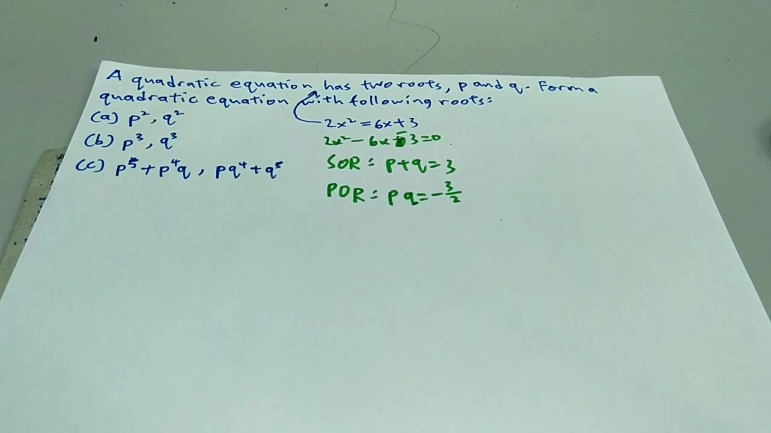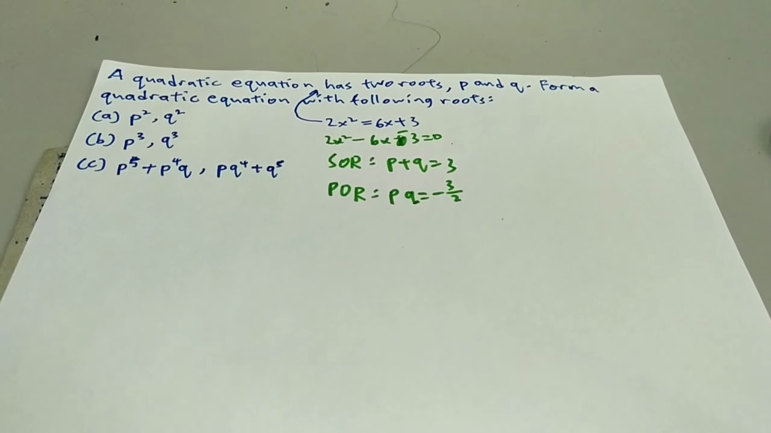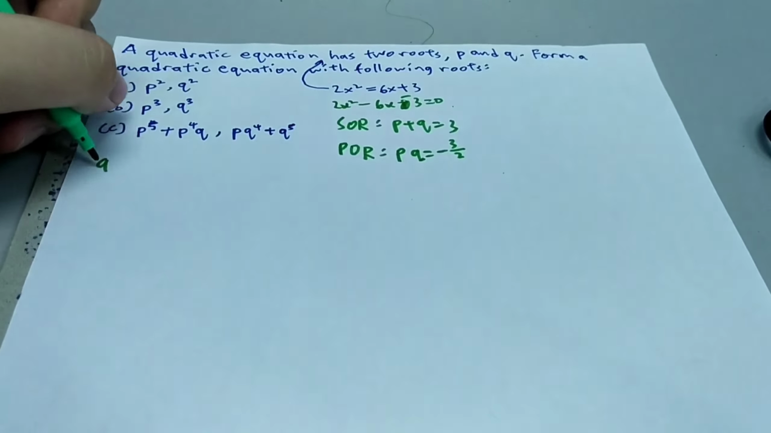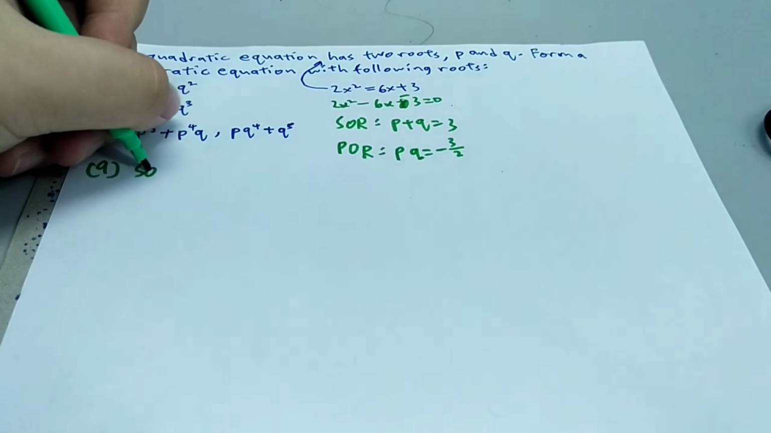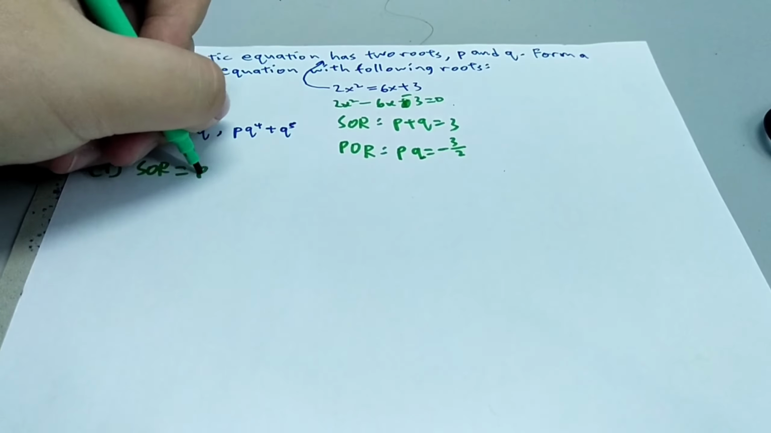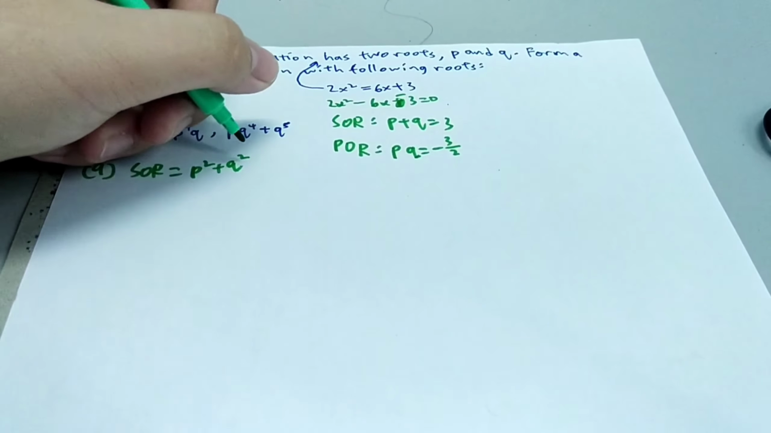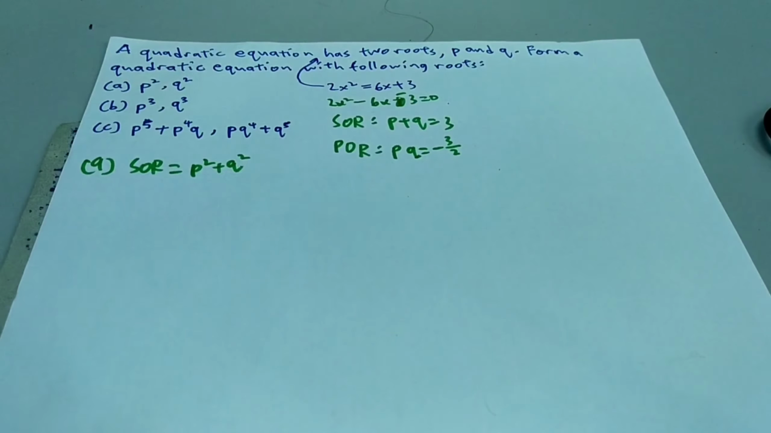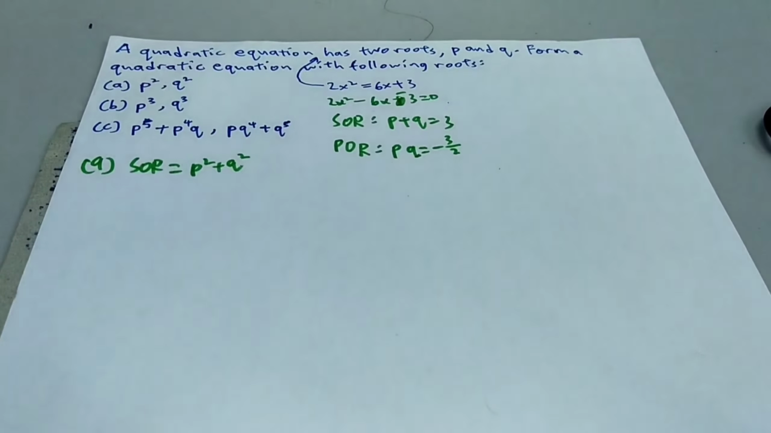For question A, it is kind of easy because it always appears in the book. So p squared and q squared. For question A, the sum of roots is going to be equal to p squared plus q squared, and the problem is we are going to make the sum of roots and the product of roots in terms of p plus q and pq. So is there any way to do this? Yes, we have a way.